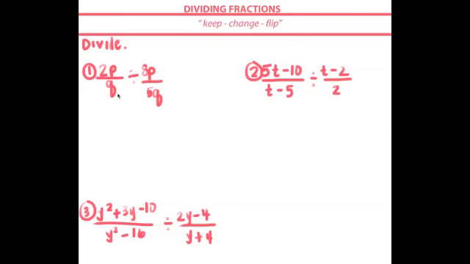So let's check our 4 places here. I have a 2p, an 8p, a q, and a 5q. Looking at those 4 places, it doesn't look like there's anything to factor there. So what you do is keep, change, flip. We keep the first fraction the way it is, so 2p divided by q. Change the division sign to multiplication, and then flip this last fraction.